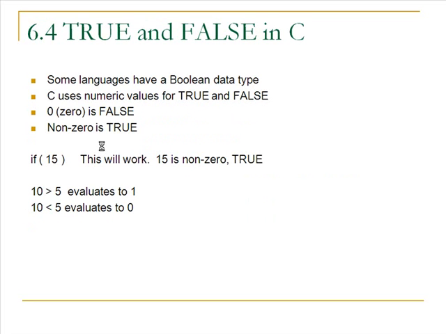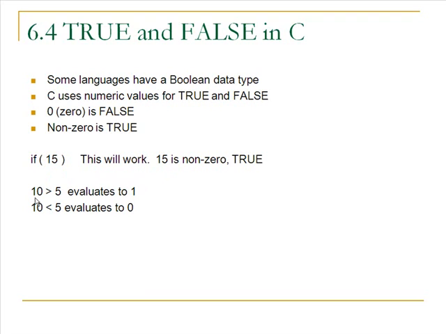Let's consider now the true and false values in C. Although some languages have a data type to represent true and false, C does not. C uses numeric values for true and false, and in C the value 0 is false, and anything that's non-zero is true. So we could have a statement that doesn't seem to make any sense, if 15. And in C that's a correct statement, because 15 is non-zero and it's true.